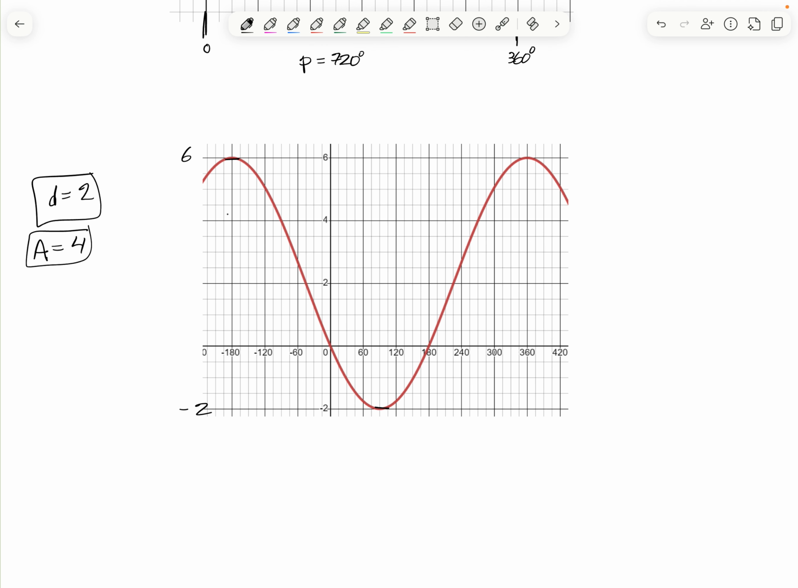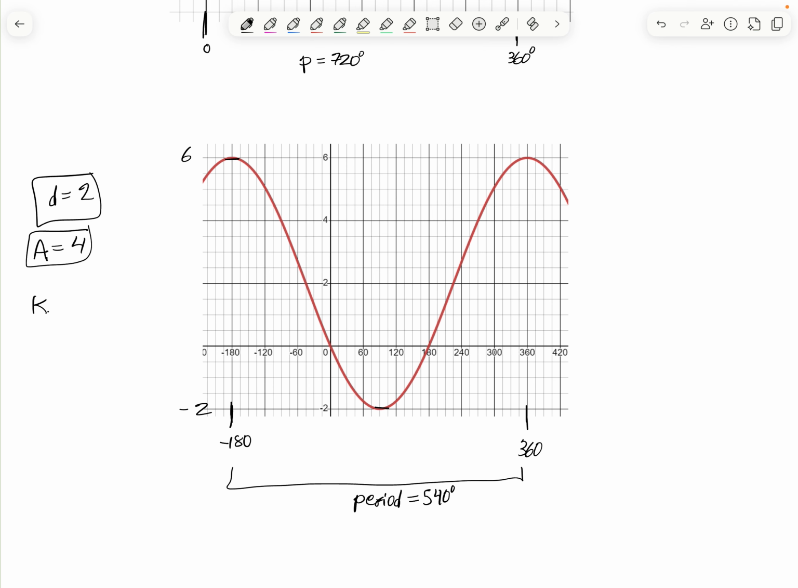The period. So we're looking from -180 to 360. So 360 minus -180. So that's going to be 360 plus 180. That's 540. And that's a full period. So period is equal to 540 degrees.